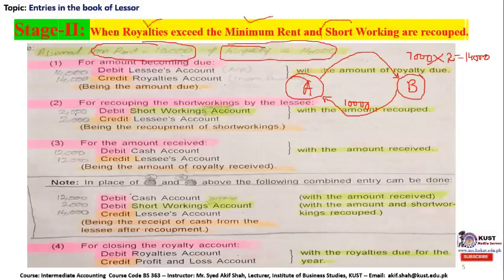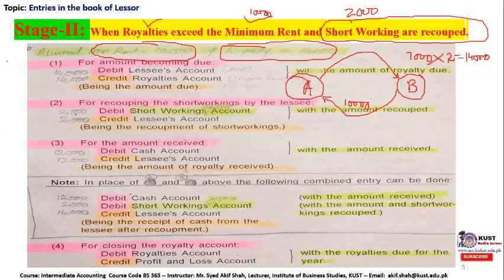So the lessee has the right to recoup the short working which he paid in the first year of operation, when the royalty was 8,000 and the lessee paid 10,000 rupees. So 2,000 rupees was the short working account balance in the first year in this lease agreement, which shall be recouped in the subsequent year.